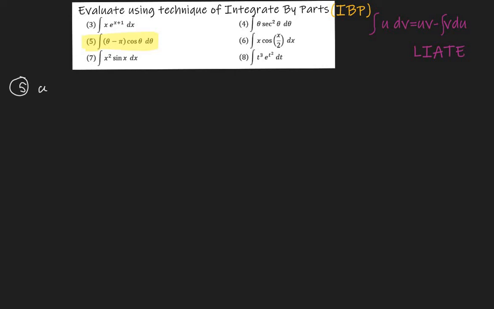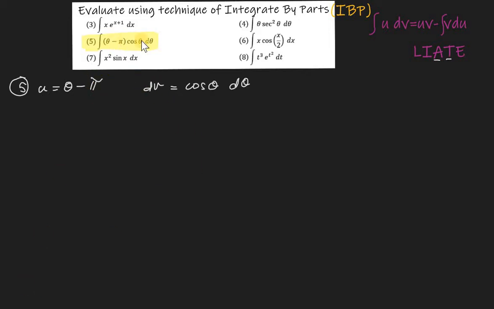Okay, let us continue with question number 5. Let's compare work. So the u here, what would be the appropriate u? Let's use LIAC here. Between the algebra and trigo, the algebra comes first, meaning the appropriate u would be the theta.